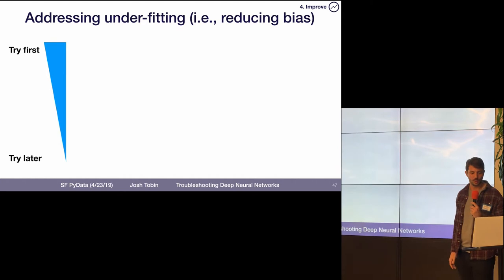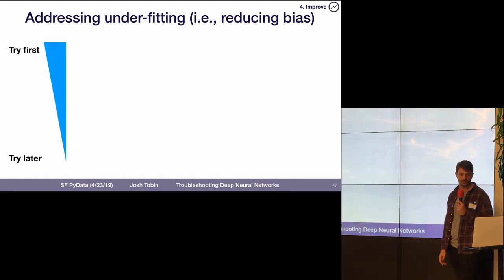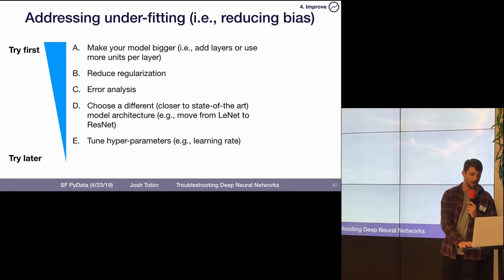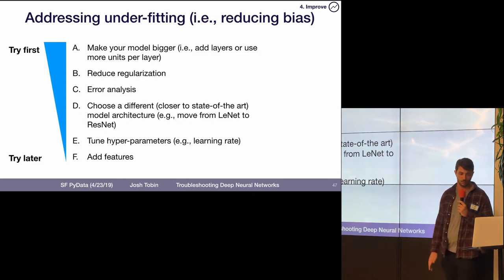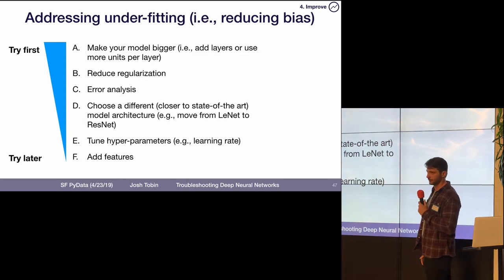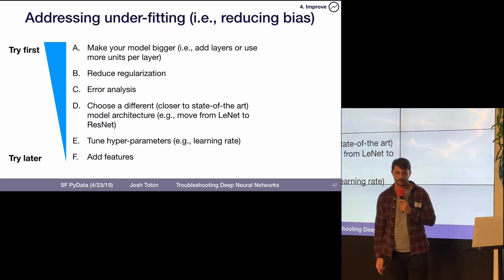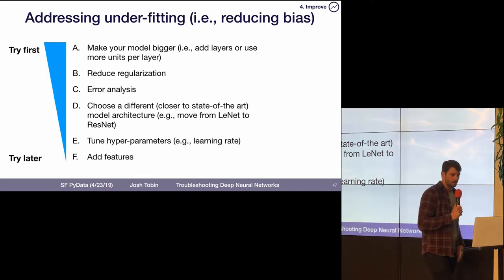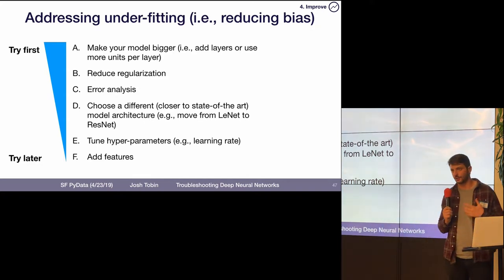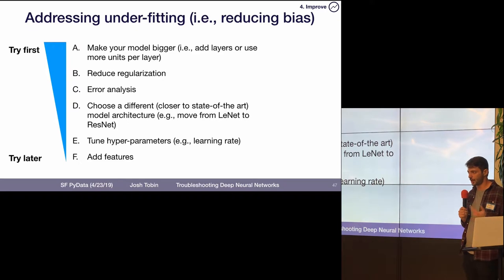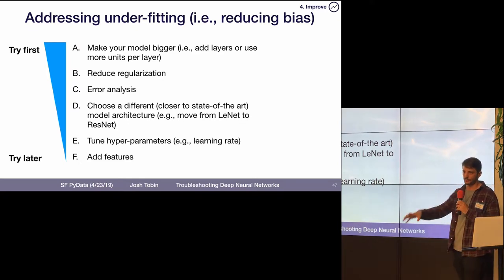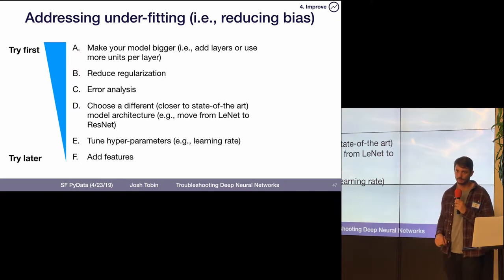There are many strategies to address underfitting. I think the simplest and most effective of all of these is just making your model bigger. That's usually the thing I would try first. But oftentimes, as you get more mature in your project, the thing that ends up making a big difference here is moving away from the simple architecture that we chose to something that's closer to state of the art.